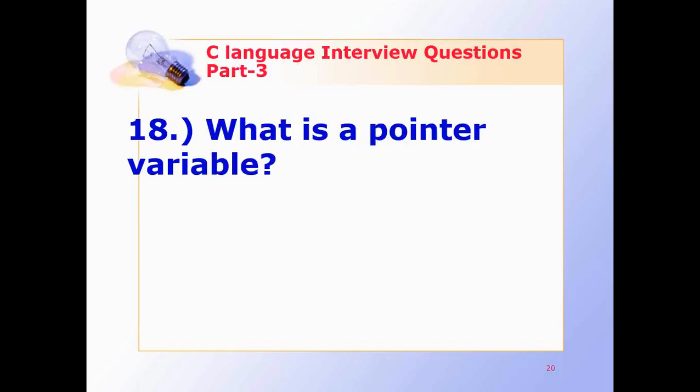What is a pointer variable? A pointer variable is a variable that may contain the address of another variable or any valid address in the memory.